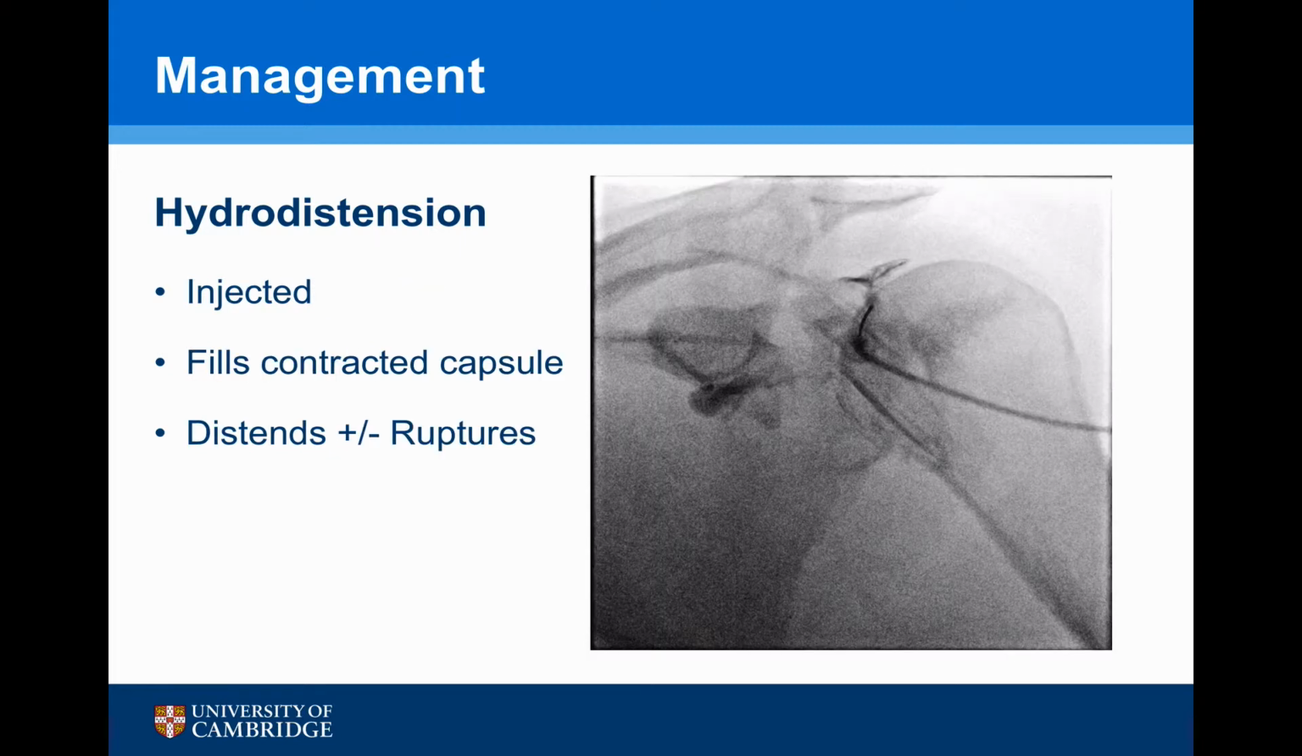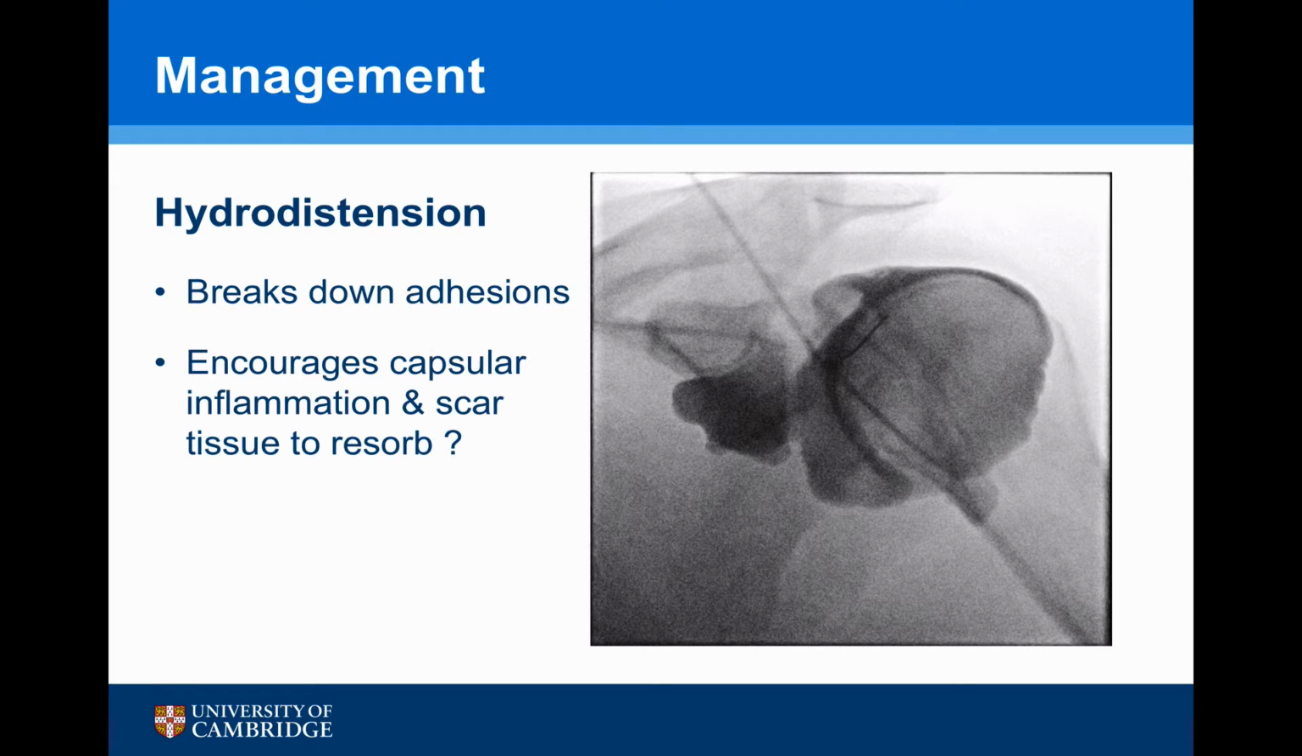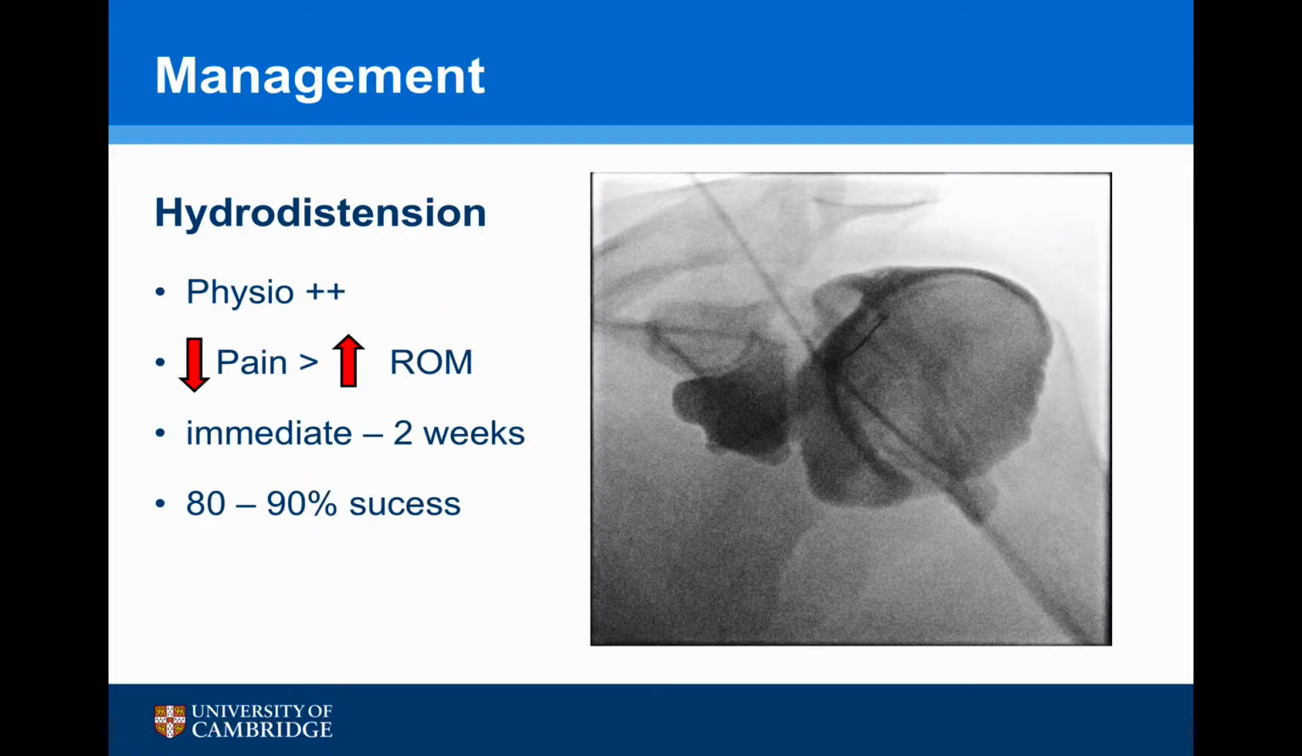Initially, only a small volume of fluid can be injected into the contracted capsule. However, under pressure, the fluid is then able to distend and potentially rupture the capsule. It is thought that this process breaks down the adhesions and encourages the capsular inflammation scar tissue to resorb. Following the procedure, the patient needs to undergo aggressive physiotherapy.